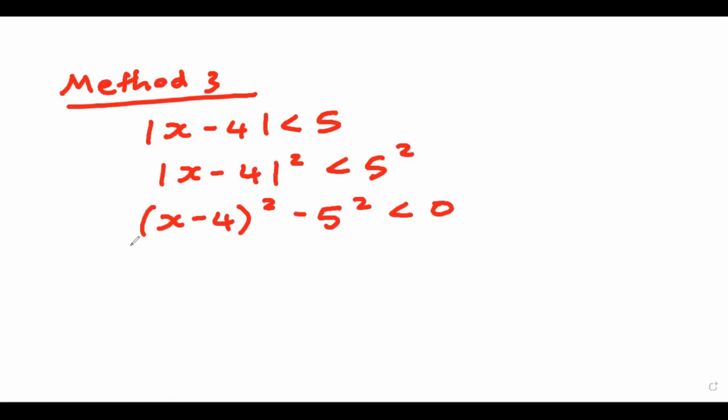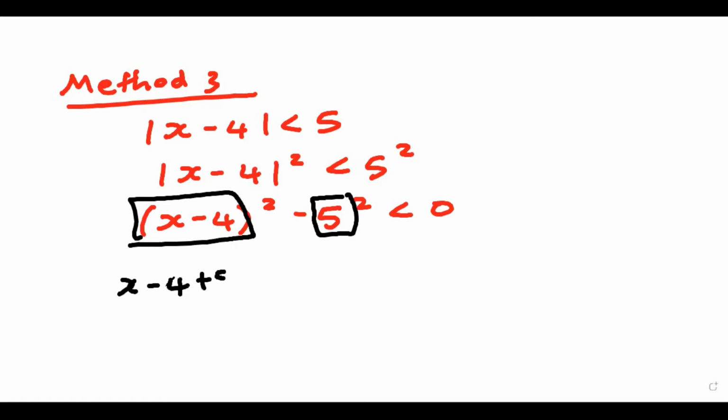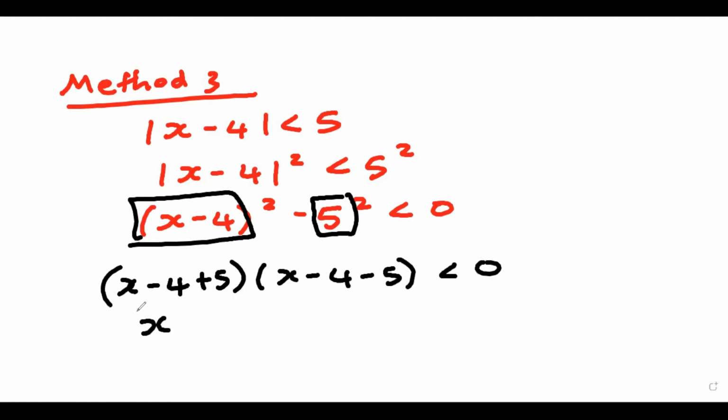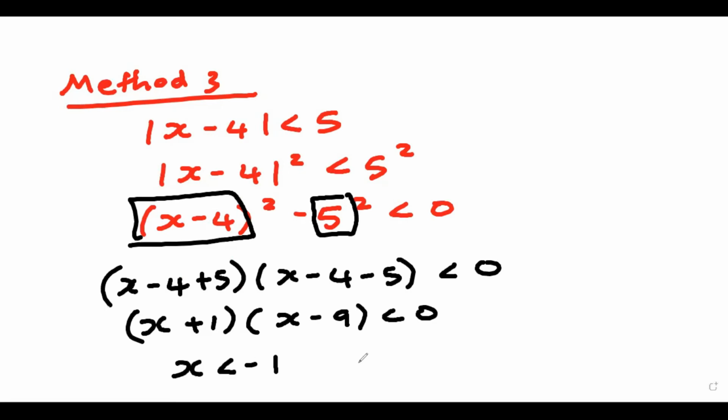So this would be one term by itself, and this would be a term by itself. So we'd have (x - 4 + 5) times (x - 4 - 5) less than 0. So we'd have (x + 1) and (x - 9) less than 0. So that means here x would be less than -1 and x would be less than 9. However, here we'd have to do some testing to see if this is actually true.